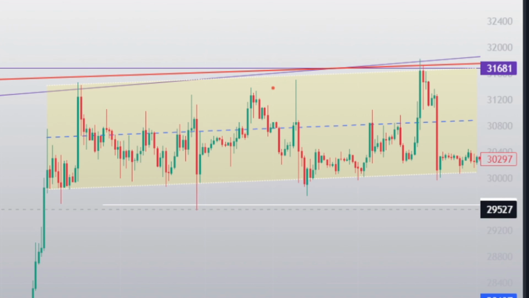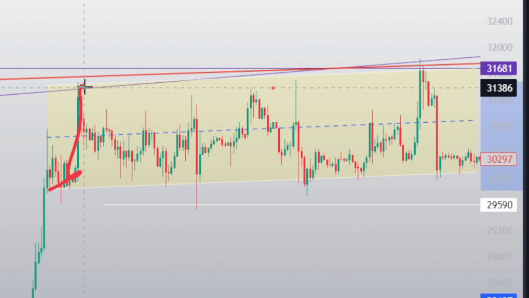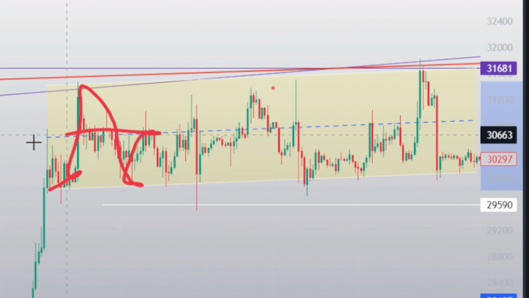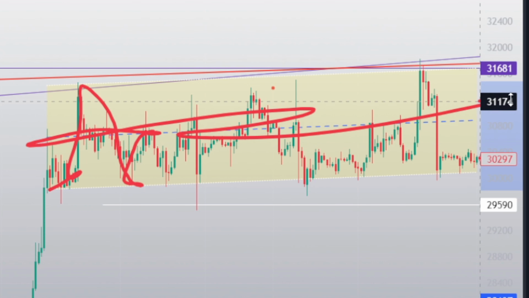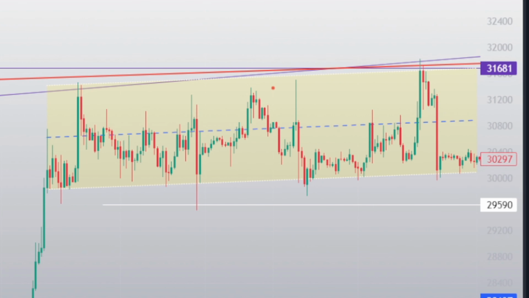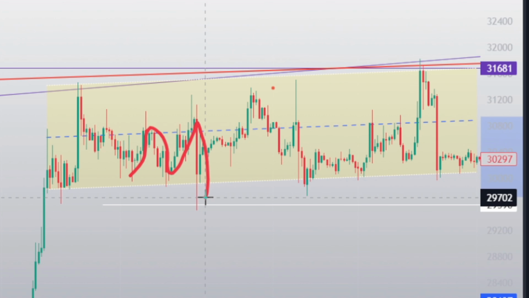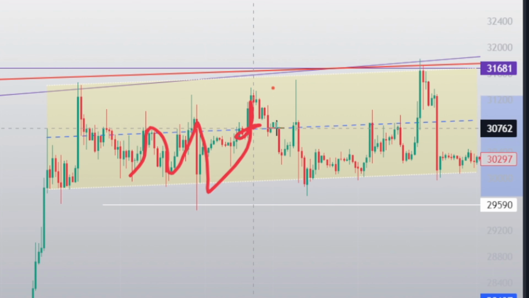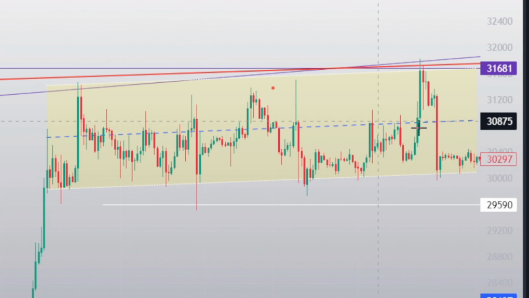Then it gives you support and resistance. You buy support, sell resistance. You can also use the midline, this midline here, as resistance. You buy support, sell at the midline. You're gonna sell early if you hold this line. And then it goes on.